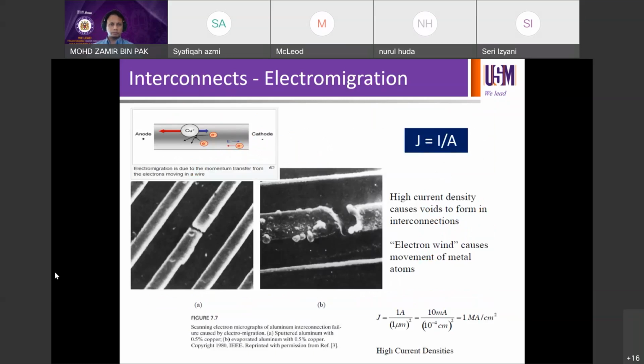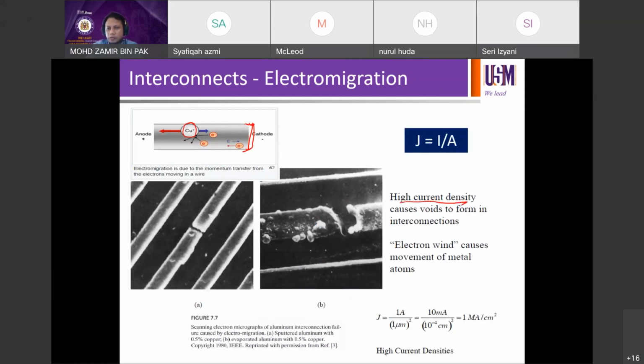So electromigration, let's see what happens. Electromigration is due to momentum transfer from the electrons moving in a wire. Okay, this is your wire, for example. That's your wire, and then there is the copper ion movement, and you have movement of electrons as well. So this movement leads to momentum transfer. Especially if we talk about high current density, right?